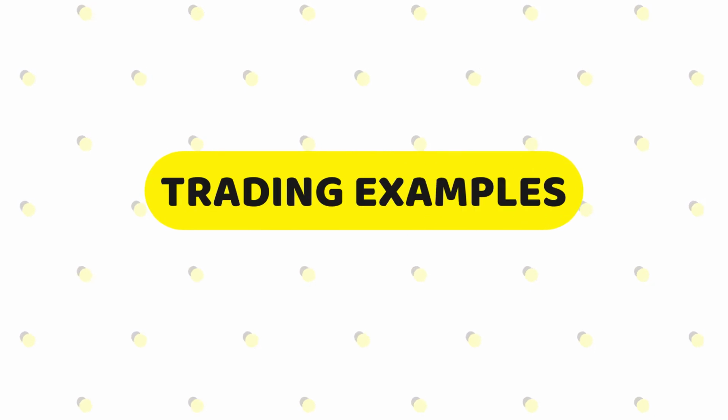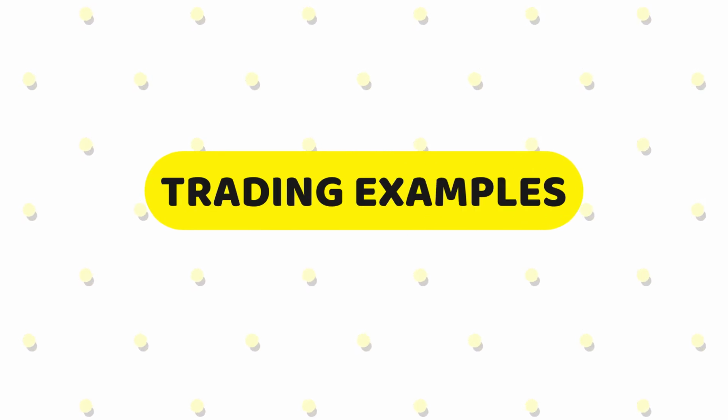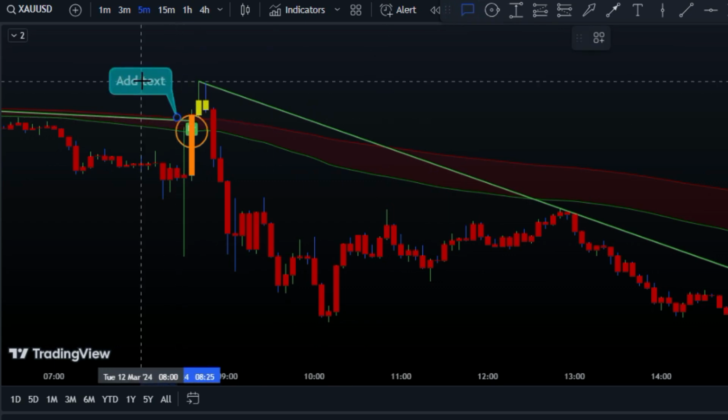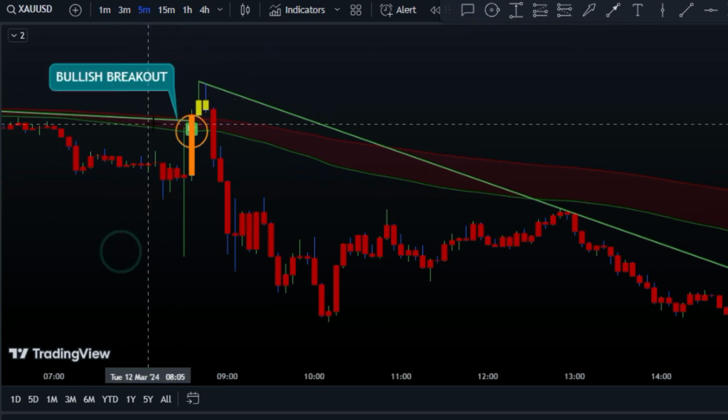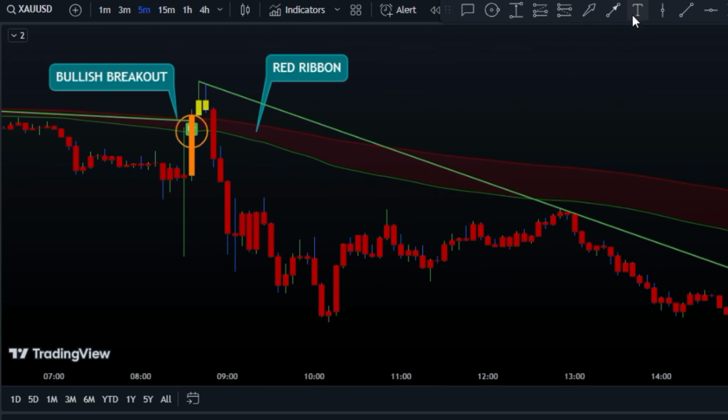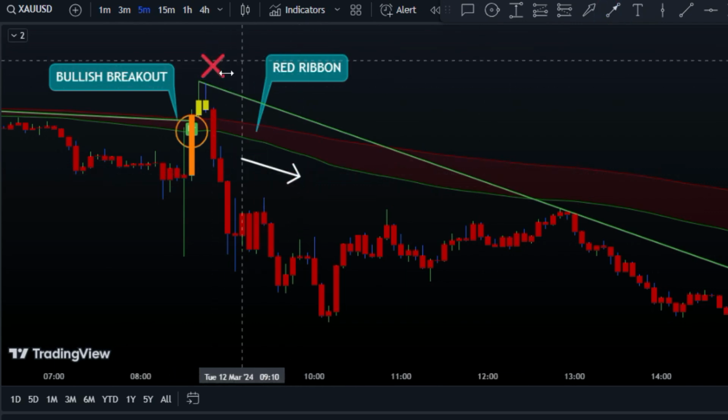The MA ribbon color bars indicator is a game changer for avoiding counter-trend trades. In our examples, you can see how it helps you stick to trades that follow the market trend.